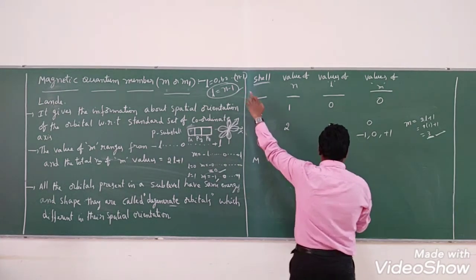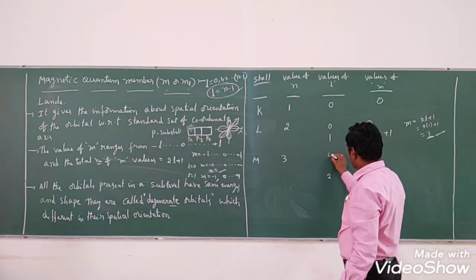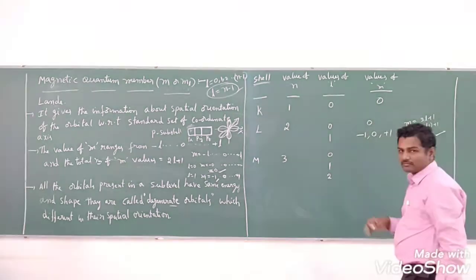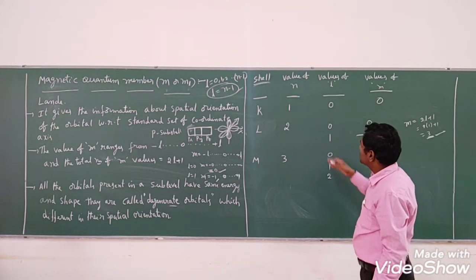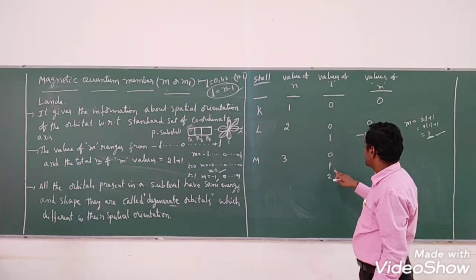Maximum is 2 means, before that 0, 1 also. So 0, 1, 2. Total L values for the given n is 3. So those are 0, 1, 2.